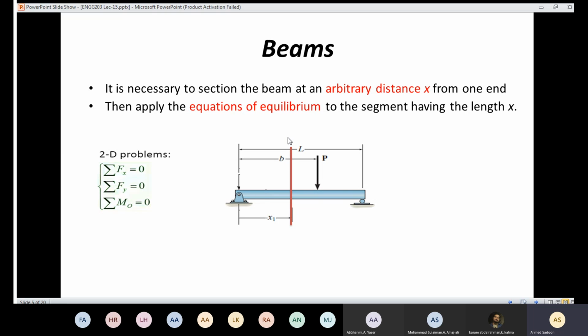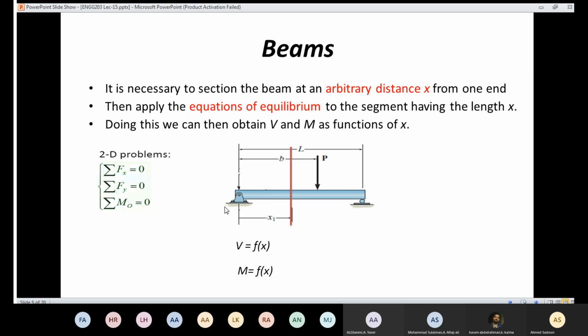So once I get a section x1, I will be able to use the equations of equilibrium in order to know the variation in that region. Then in this region, from this point to that point, I'm going to apply the equation of equilibrium. And of course, the value of the shear is going to be a function of x, and also the value of the moment is going to be represented as a function of x. So if I know x, I know the value of the shear. The same goes for the moment. If I know the value of x, then I'm going to know the value of the moment.